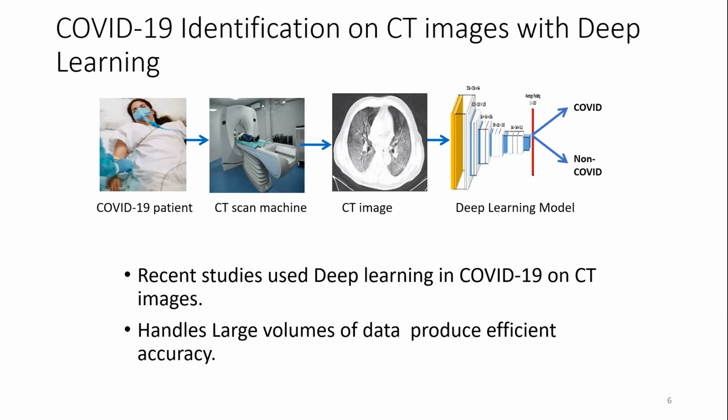Using this, the physician can quickly analyze how COVID-19 affects the lungs. For example, as you see in the figure, a COVID-19 patient is lying on the bed. He or she goes to the CT machine, is tested, and finally the CT images are produced. The CT images are put into the deep learning model to classify whether it is COVID or not. Recent studies use deep learning methods on COVID-19 and CT images. There are many recent studies available. It handles large volumes of data and produces efficient accuracy.